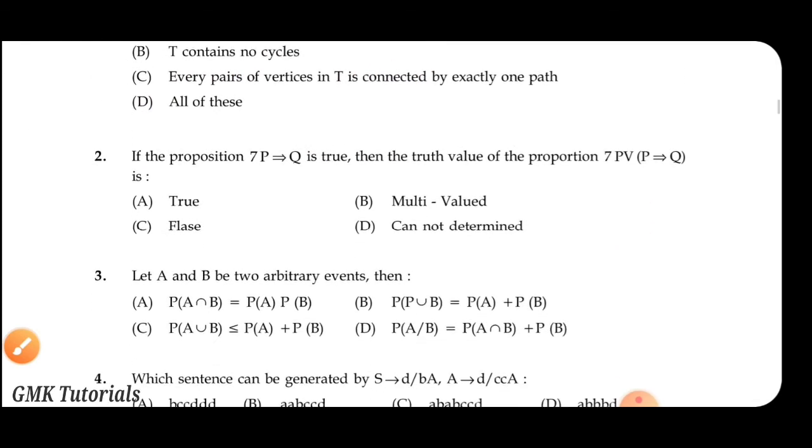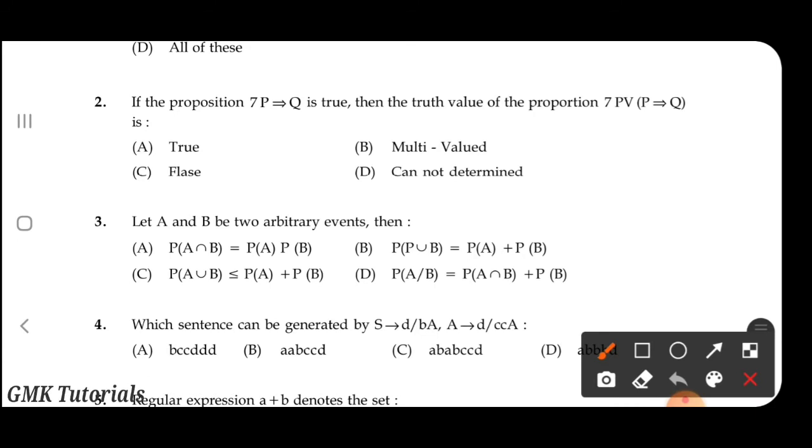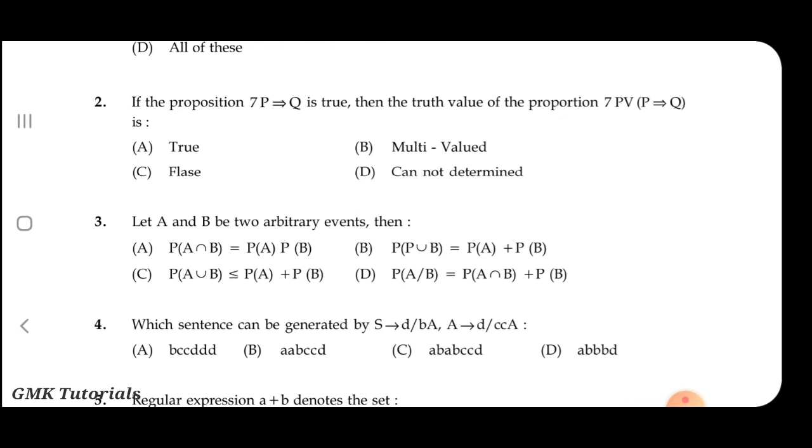Second question, if the proposition negation P implies Q is true, then the truth value of the proposition negation P and P implies Q is multi-valued.